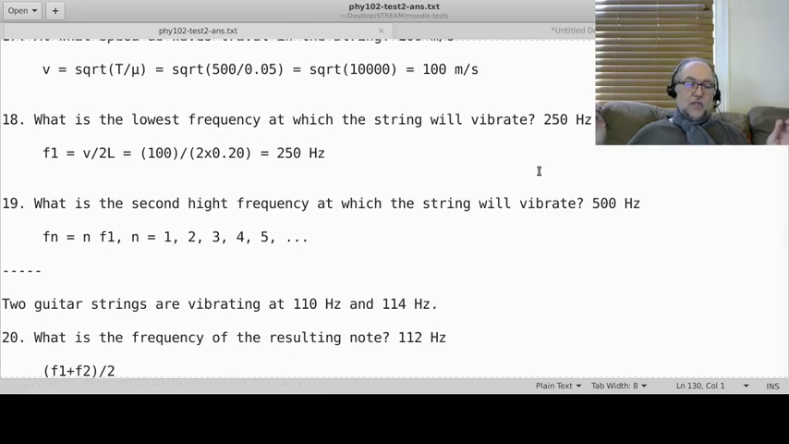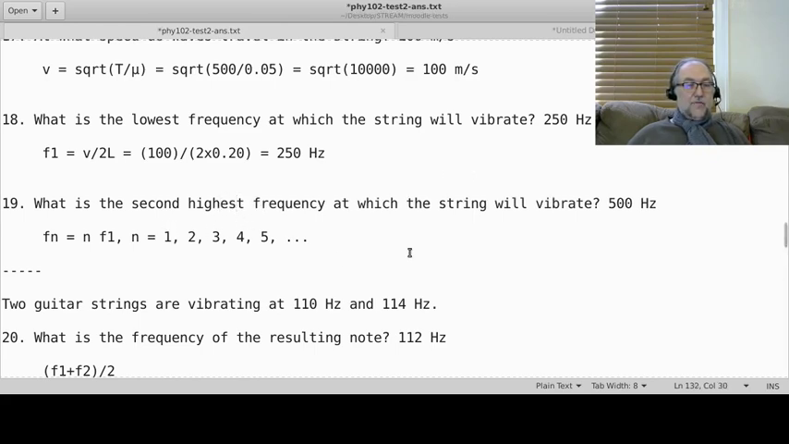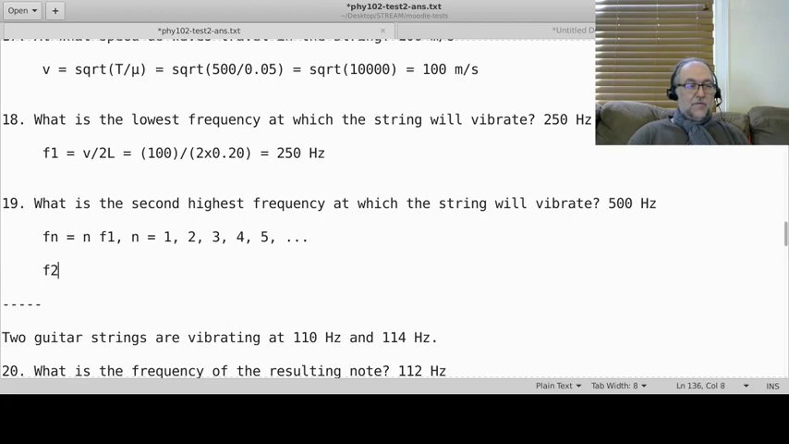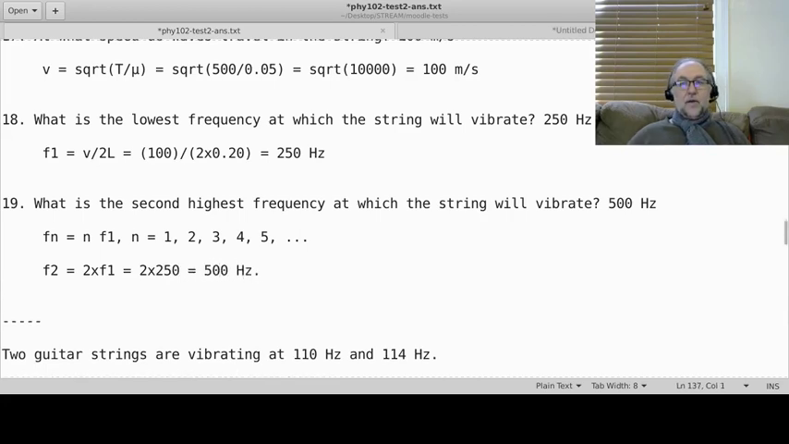It basically has two nodes at the very end and just like a bubble in the middle, an antinode in the middle. Okay, and now all of the harmonics or the overtones are basically integer multiples of this, and so the second highest frequency at which the string will vibrate would be 500. And that's really simple because all you do is you say, well, F2 is just going to be 2 times F1, and that's 2 times 250, which is 500 hertz. Okay, easy enough. All right.